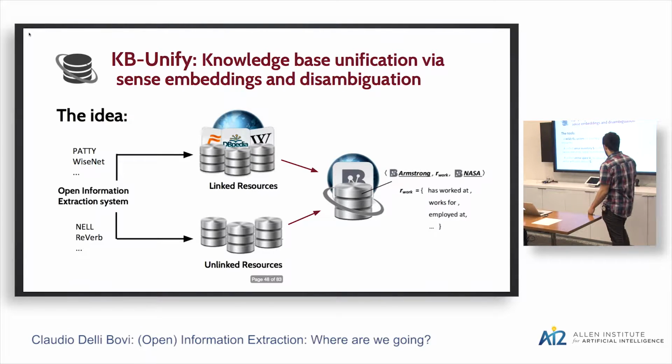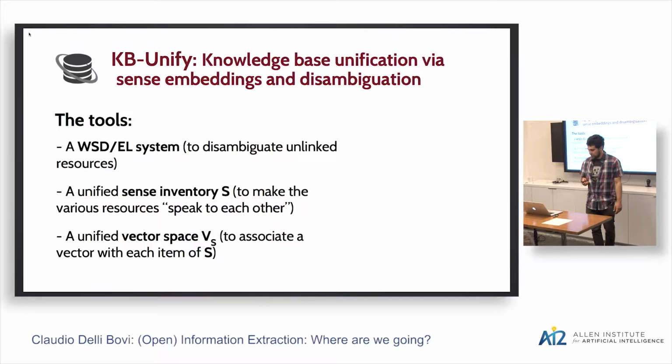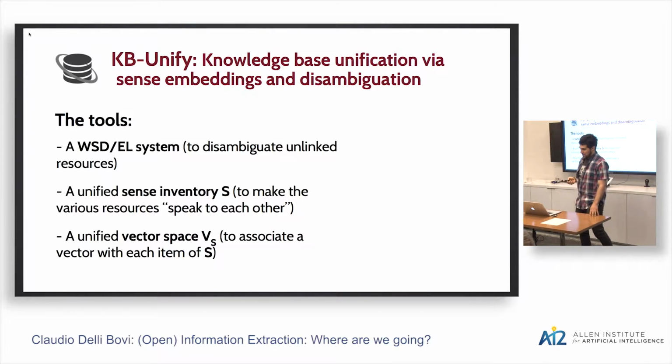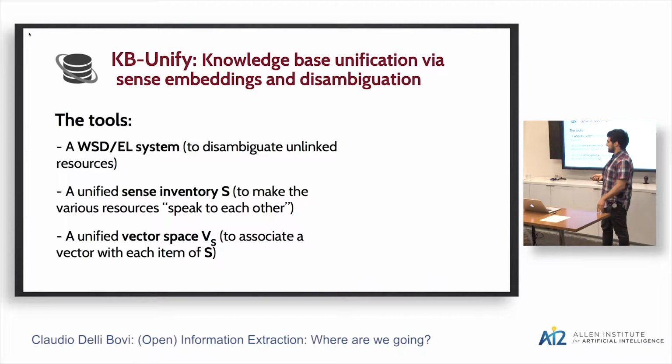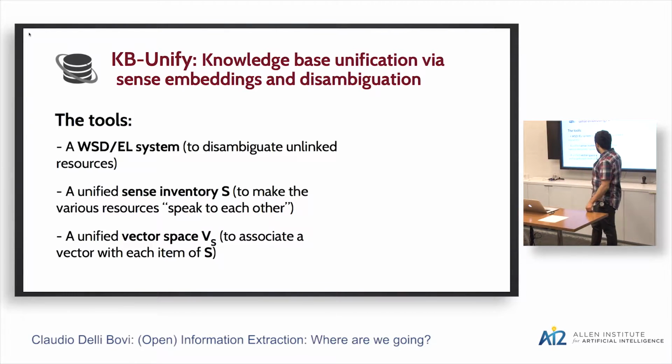And well, again, in order to do this, we needed some tools. A unified sense inventory, obviously, because we want a unified knowledge base to have a unique inventory in which we don't have duplicates in terms of triples, for instance, just because they're defined with respect to different inventories. A disambiguation system, because we have resources that are unlinked, and we have to find a way to actually connect them to a sense inventory.